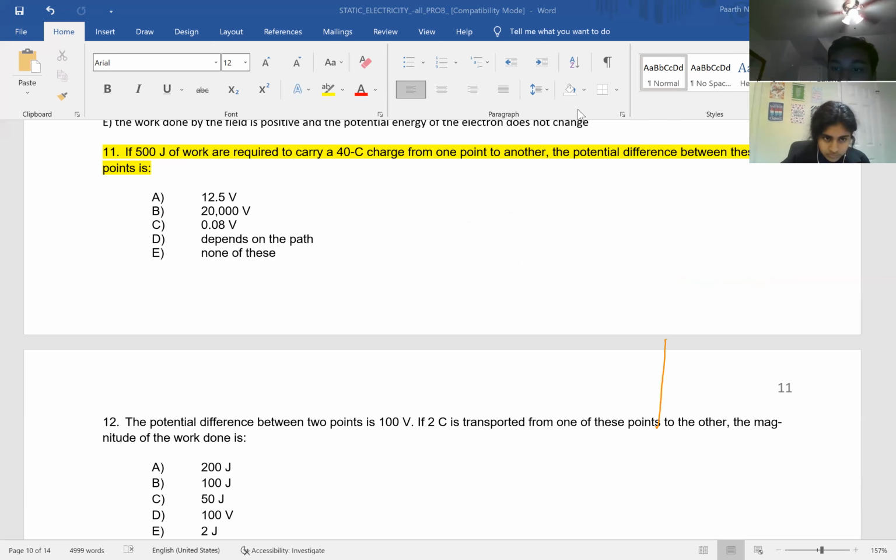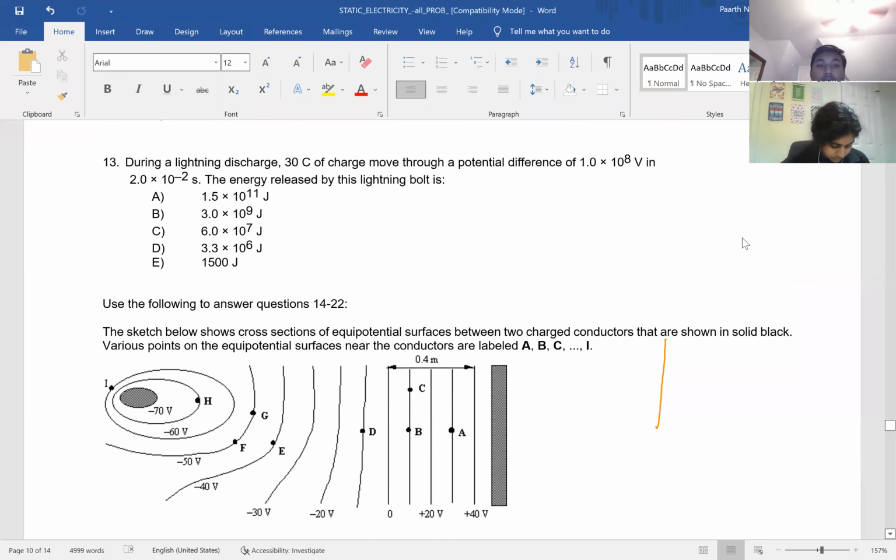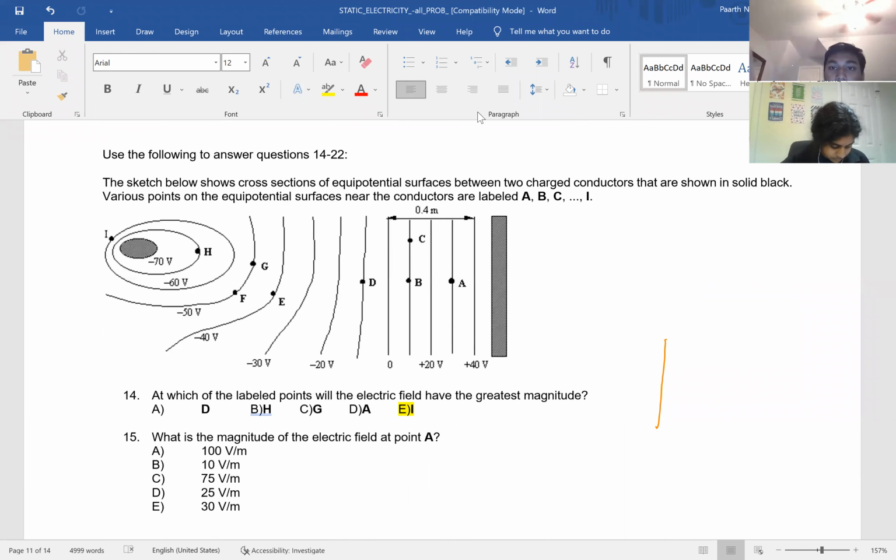Okay, so let's go through 14 through 22, which are some pretty hard theoretical questions that we have. Looking here, number 14 already has an answer on it, but it says, at which of the labeled points will the electric field have the greatest magnitude?